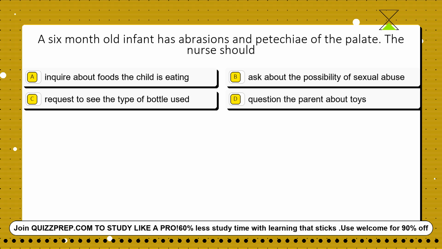The nurse should: option A, inquire about foods the child is eating. Option B, ask about the possibility of sexual abuse. Option C, a request to see the type of bottle used. Option D, question the parent about toys.